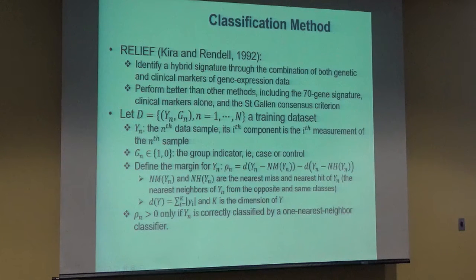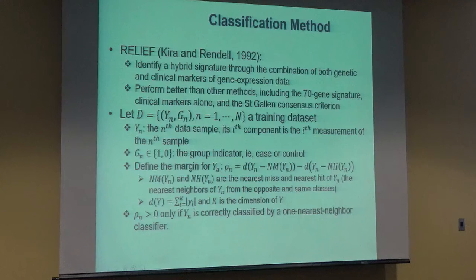So you have two groups again here. One group, so the D is the data set, Yn and Gn. It's called the training data set. Yn is the nth data sample, in the ith component, the ith measurement of the nth sample. So that means if you are measuring 20 genes on the same individual, you have gene 1 and gene 2 and gene 3 and gene 4. Now you have two groups, cases and controls. So you find some kind of a distance between these two groups, and based on distance, come up with a score.